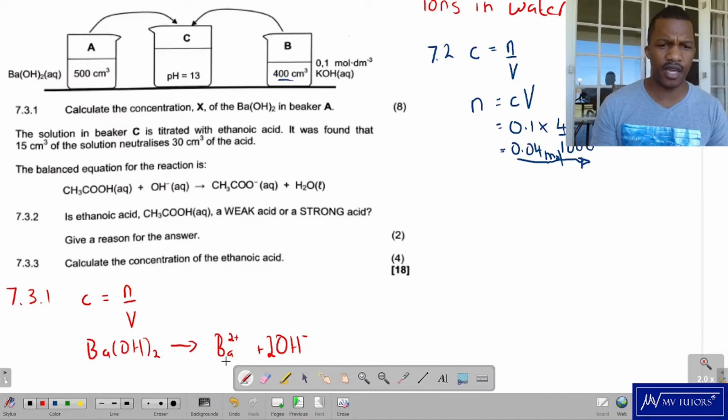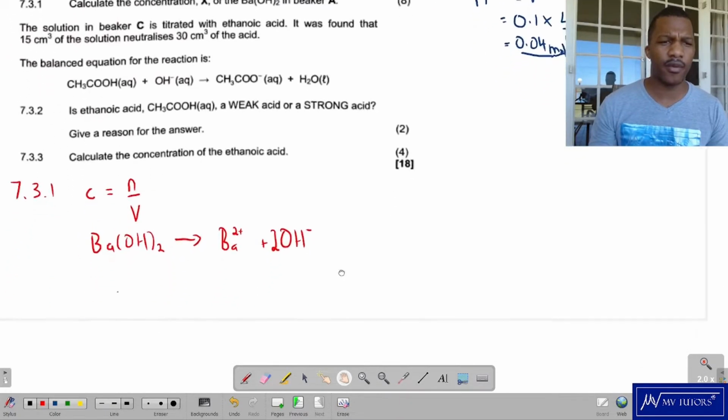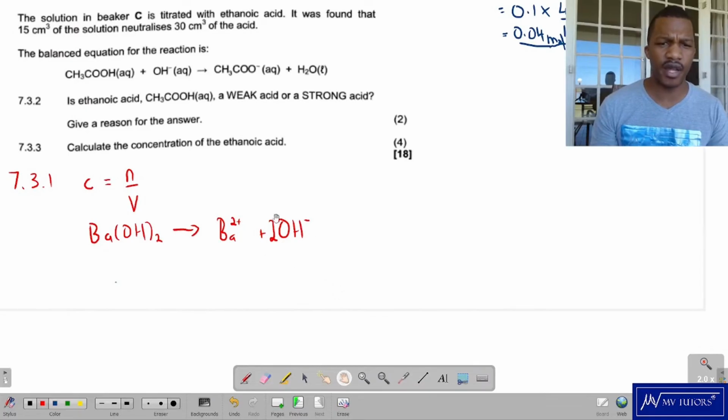You've got 1 Ba, 1 Ba, 2 O's. We got 2 O's this side, 2 H's. Got 2 H's there. It's balanced. So now what we're going to do is solve the number of moles of OH first, and then we're going to use those moles to solve the concentration, because right now we have the volume, but we don't have the number of moles.